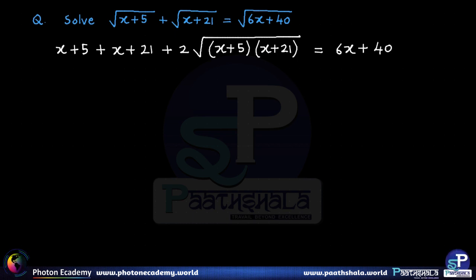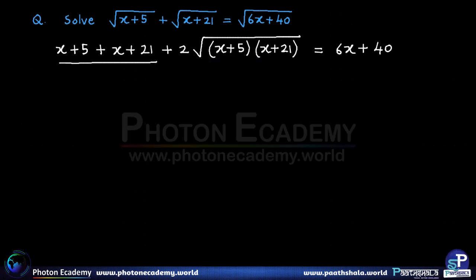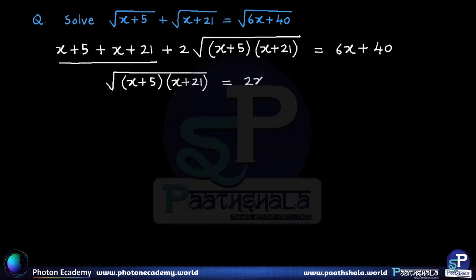So on taking all the terms on right hand side which are without root, we will finally get root of x plus 5 into x plus 21 is equal to 2x plus 7, because in the process we'll have to also cancel the factor of 2 from both the sides whenever it is available.